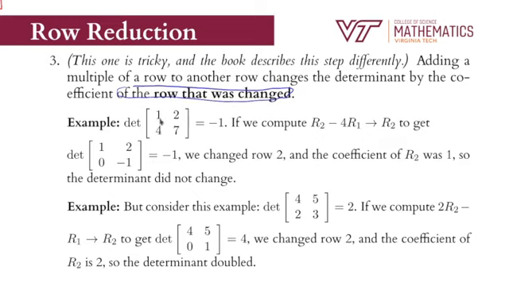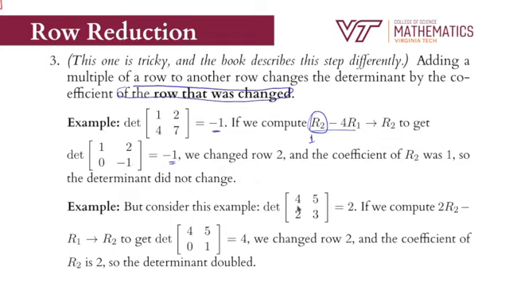So here's an example. If I look at this matrix, 1, 2, 4, 7, the determinant is -1. If I calculate row 2 minus 4 row 1 to change this 4 into a 0, that's 4 minus 4 is 0, 7 minus 8 is -1. But I'm changing row 2, and the coefficient of row 2 is 1, which means that the determinant scales by a factor of 1, which is no change. And so the determinant is still the same answer that we had before. -1 minus 0 is still -1.